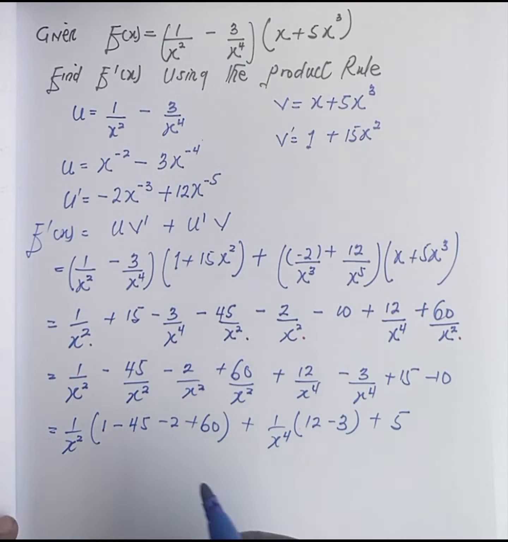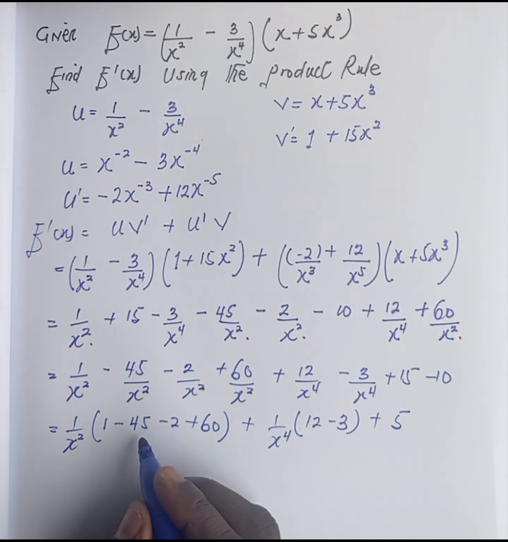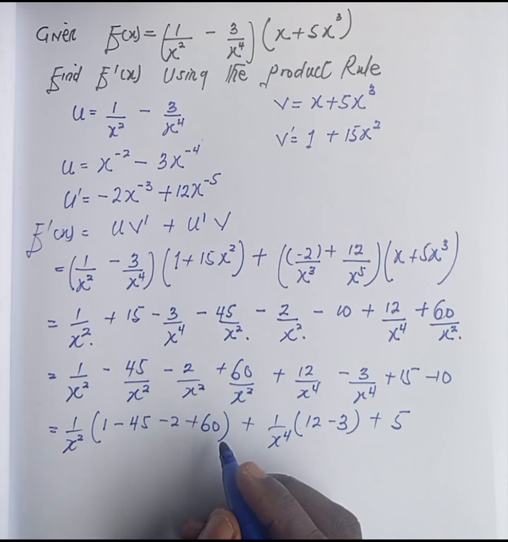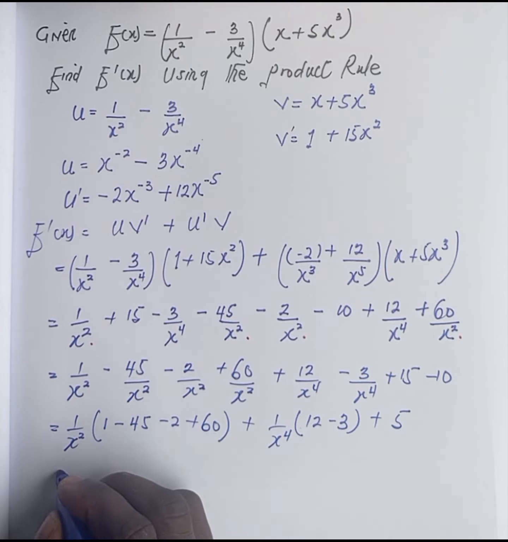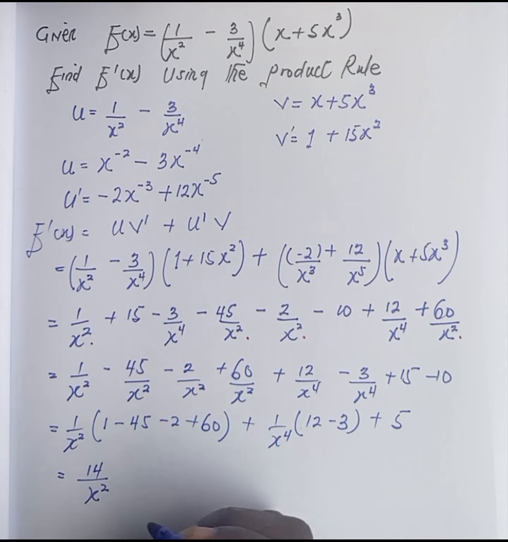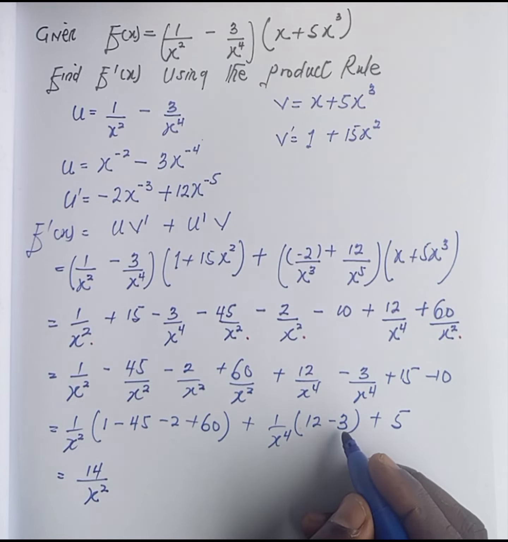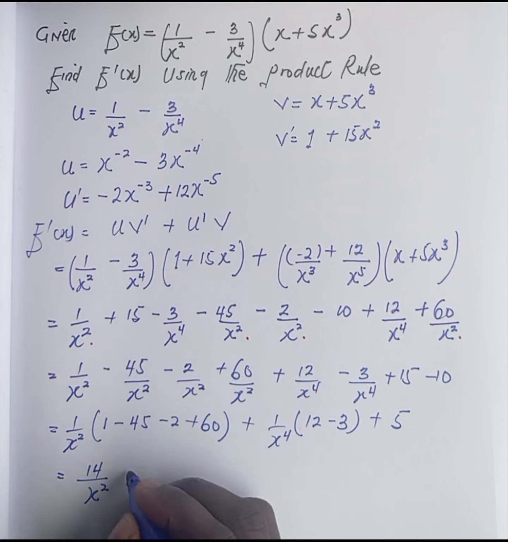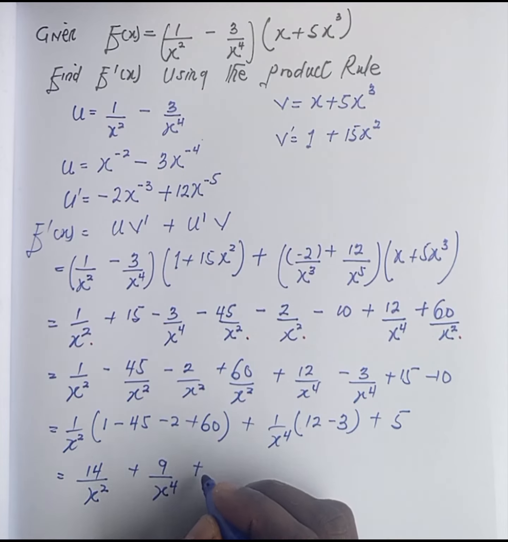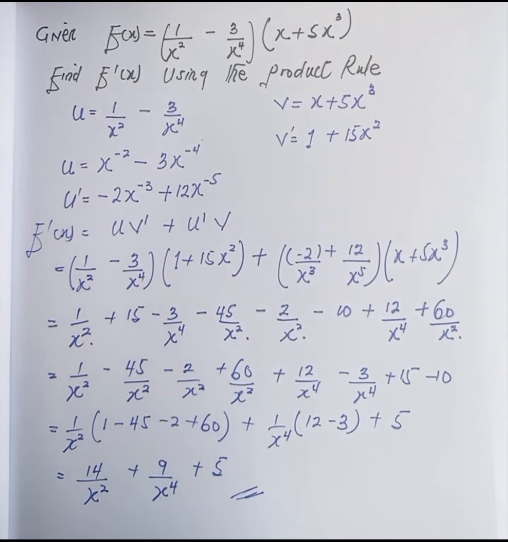So we have 1 minus 45 minus 2 plus 60, we are going to get 14. So we have 14 over x squared. And then we have 12 minus 3, we have 9. So plus 9 over x power 4 plus 5. And this is the derivative of the function above.